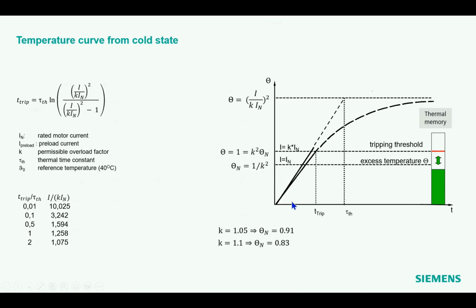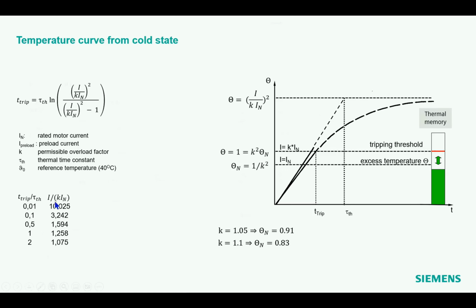To the curve, maybe another finding here. For a certain current which I bring in, here I get a certain tripping time as a multiple of the time constant. So this is a fixed value, and I put down here this table because maybe sometimes it could be useful. This means if I put 1.258 times k times In, so 1 divided by k times In, then I will trip in a time which is equivalent to the time constant.